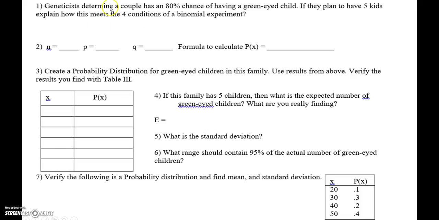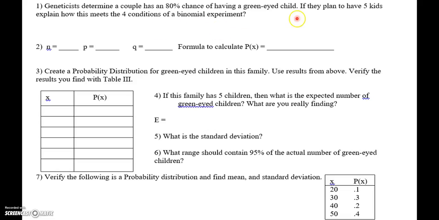Okay, here is an example. It says the geneticists determine a couple has an 80% chance of having a green-eyed child. If they plan to have 5 kids, explain how this meets the 4 conditions of a binomial experiment. So the first condition is there has to be a fixed number of trials. Well, since they plan to have 5 kids, it would be a fixed number of trials, 5.